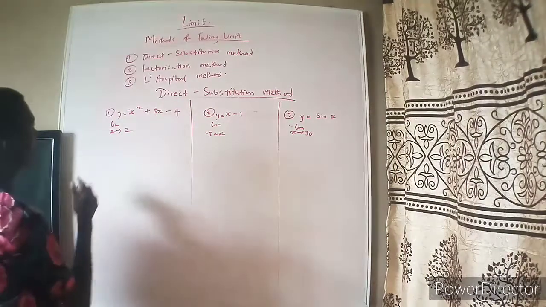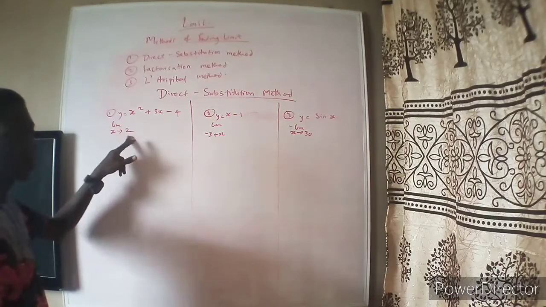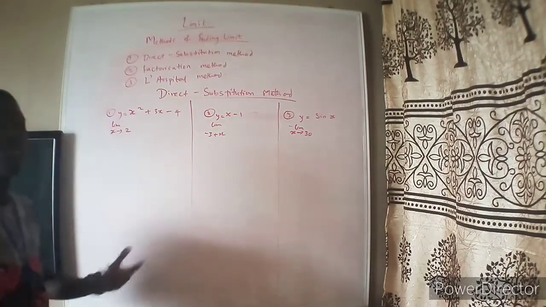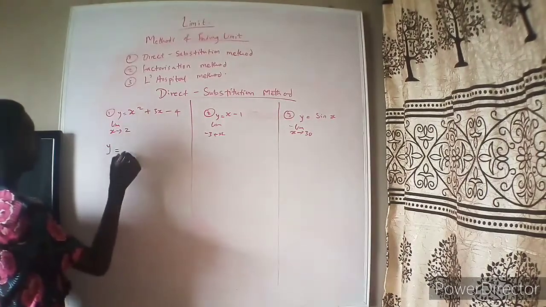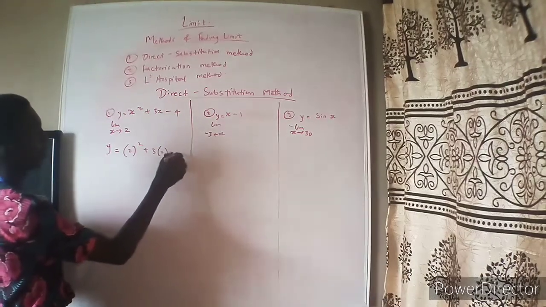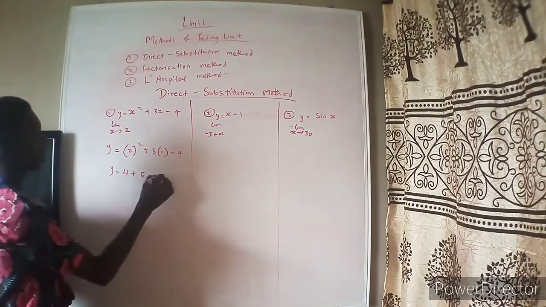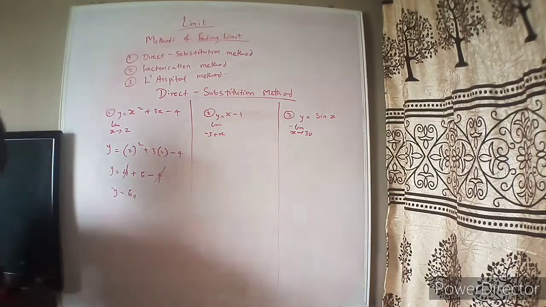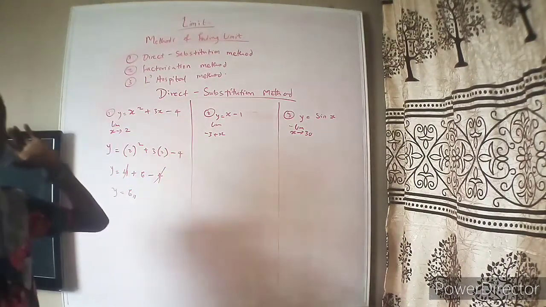For this, it's only explaining that since I'm limiting x to approach 2, it simply means anywhere I see x, I can put 2, because it's only saying x is approximately equal to 2. So I'll be doing that, saying y equals, anywhere I see x, I put 2 squared plus 3 times 2 minus 4. So y equals 2 squared is 4, 3 times 2 equals 6, minus 4. So y equals 6. As simple as that. That's a direct substitution. That is, we substitute for the value of x directly, nothing more.